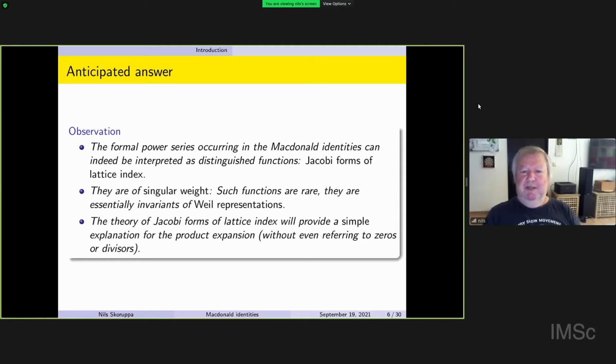I will explain later what this means, but singular weight Jacobi forms are quite rare. They are something that one always should look at with great interest, because usually they are connected to very interesting things in mathematics. So they are not only Jacobi form things, they are quite rare and interesting. In a different way, as you will see also in this talk, they are essentially invariants of so-called Weyl representations. And as I indicated already, the theory of Jacobi forms of lattice index that I will sketch here in a moment provides a very simple explanation for the product expansion in these Macdonald identities.